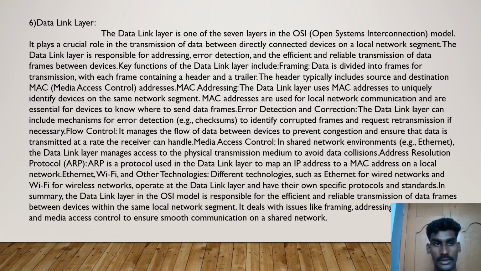Next, let us see the next layer, the data link layer. The data link layer is the sixth layer in the OSI model, and it plays a crucial role in the transmission of data between directly connected devices on a local network segment. The data link layer is responsible for addressing and error detection, and the efficient and reliable transmission of data frames between devices.